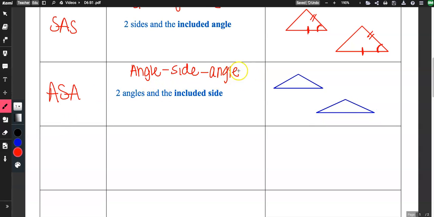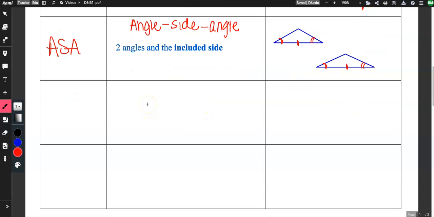Okay, so if we're doing angle, side, angle, let's say I start here. Let's say I know that these 2 guys are congruent, and then I know the bases are congruent. So then my other angle would have to be here. Angle, side, angle. The side is right in between the 2 angles. Okay.